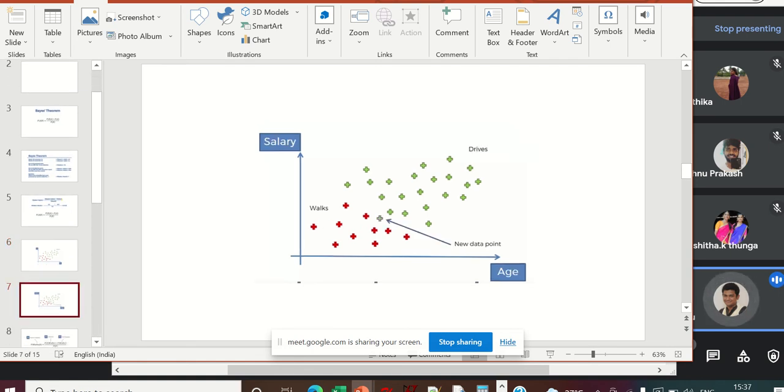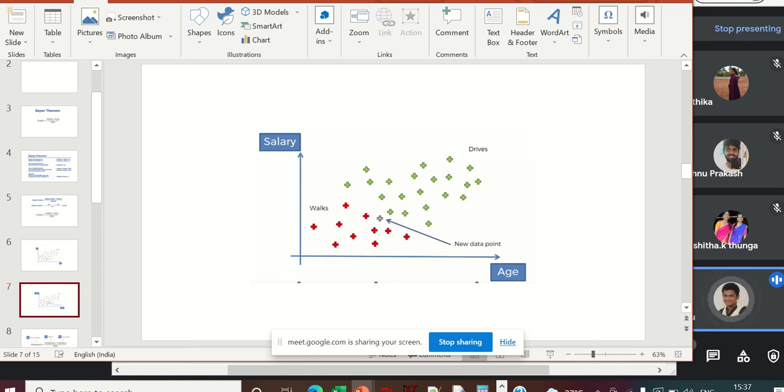A new data point comes here. We want to know whether this one is defective or not defective. It can also be used for walking or driving. There are certain people who walk to their office, certain people who drive to their office, and here is the salary versus the age. People who are younger prefer to walk. People who are older and with high salary prefer to drive. For them money is not important. For young people money is important, so they prefer to walk.